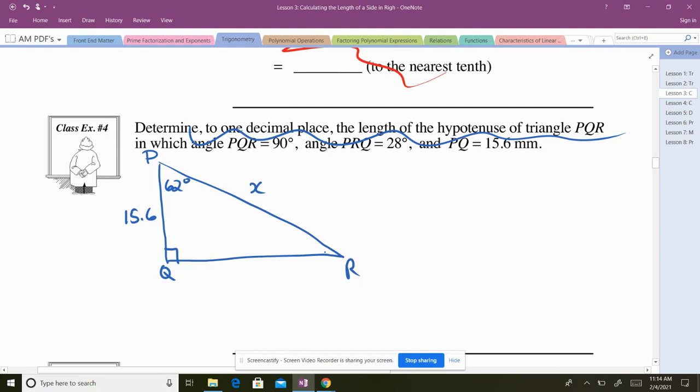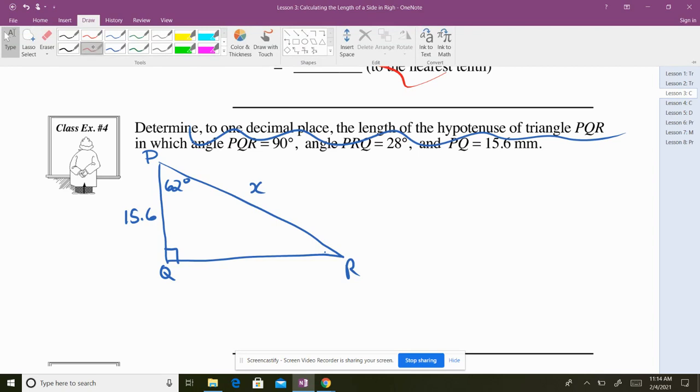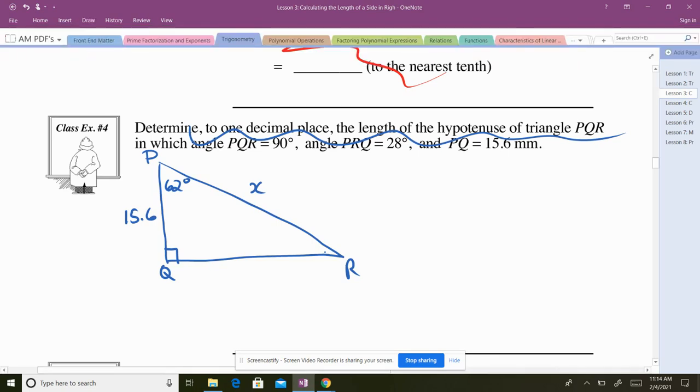Okay, so what's the first step? Label based off of 62, right? So what is X? What's 15.6? And then just for completeness, that would be opposite, but we don't care.